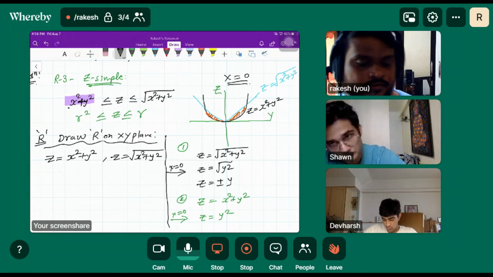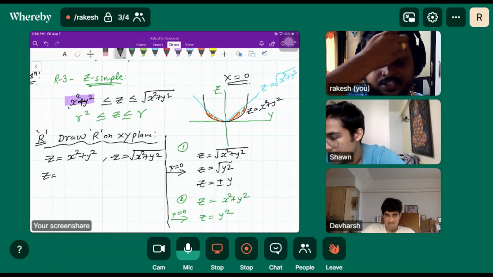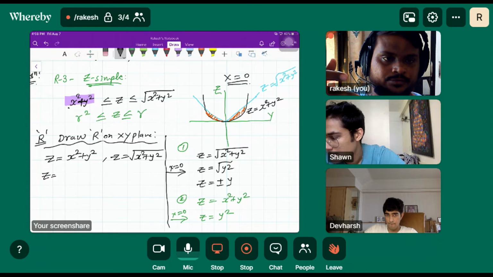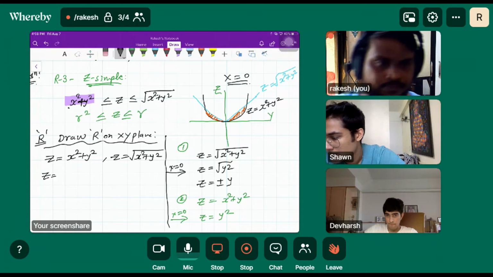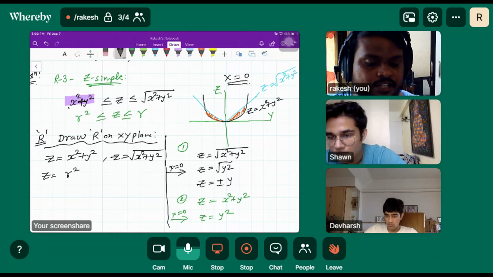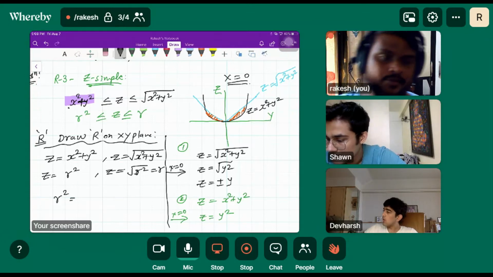So find out the intersection. Before that, we can either convert them into polar. There's another way, like we can convert them into polar. So x square plus y square is equal to r square, and this x square plus y square is r square, which is nothing but r. So you can equate them by equating the right hand side.